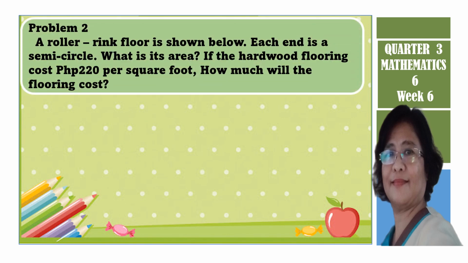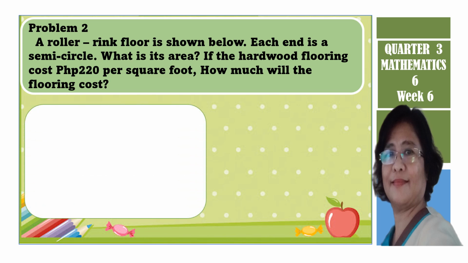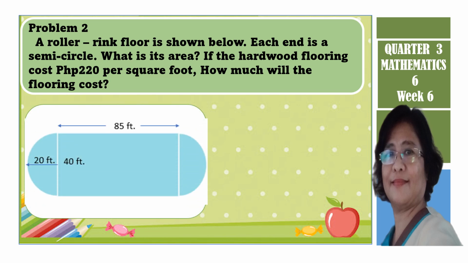Problem number 2. A running track floor is shown below. Its end is a semicircle. What is its area? If the hardwood flooring costs 220 pesos per square foot, how much will the flooring cost?